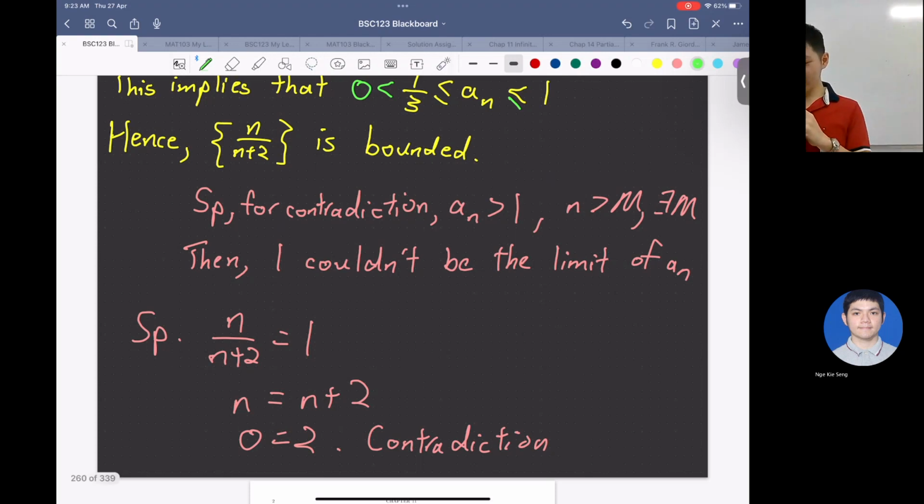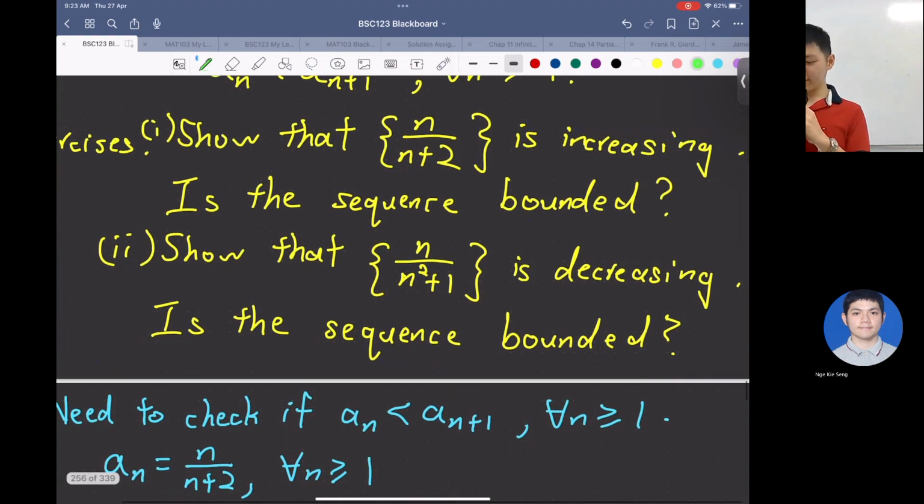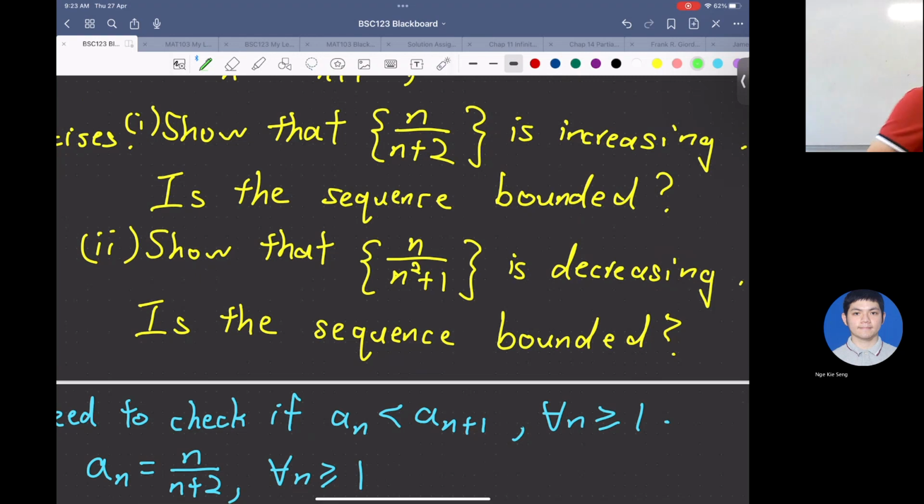Okay, let's continue with this second example. I will let you try first. Just now we showed that n over n plus 2 is increasing, right? Now you try and show that n over n squared plus 1 is decreasing, and then see if you can find whether this sequence is bounded or not. Just now we did one direction, increasing. Now I let you try the other direction, decreasing.